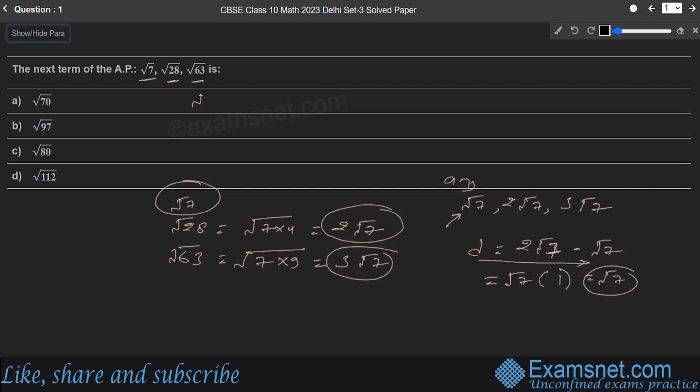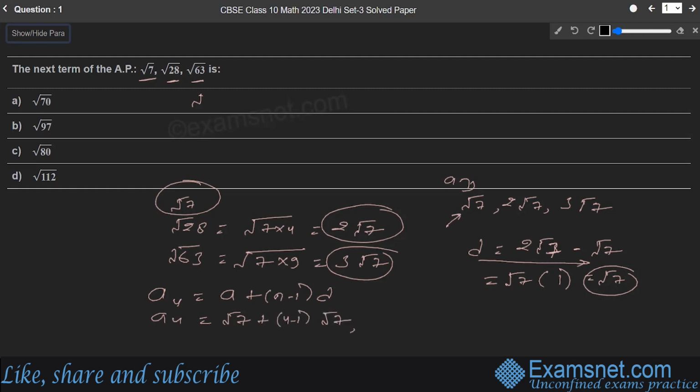Let us find the fourth term. So the fourth term will be A4. We can use the formula A plus n minus 1 D for the fourth term. So we can find out A4 as A value is root 7 plus n is 4, so it is 4 minus 1. D value is again root 7.